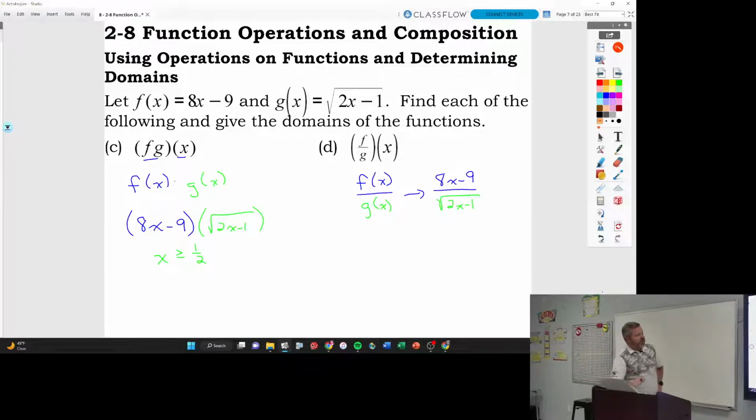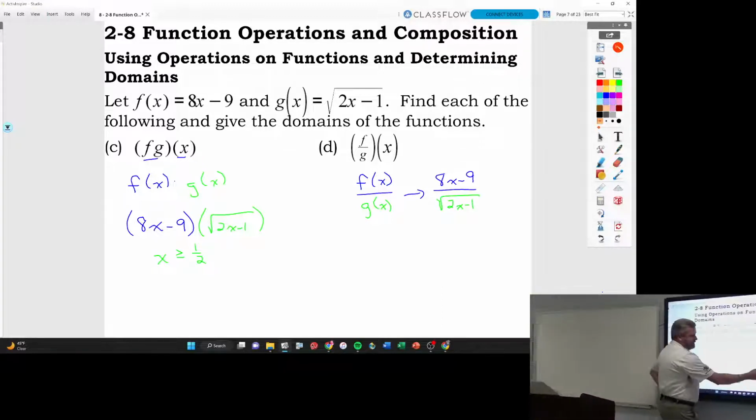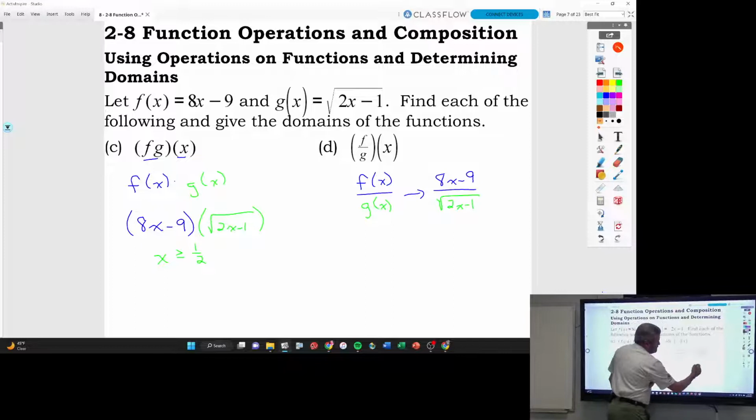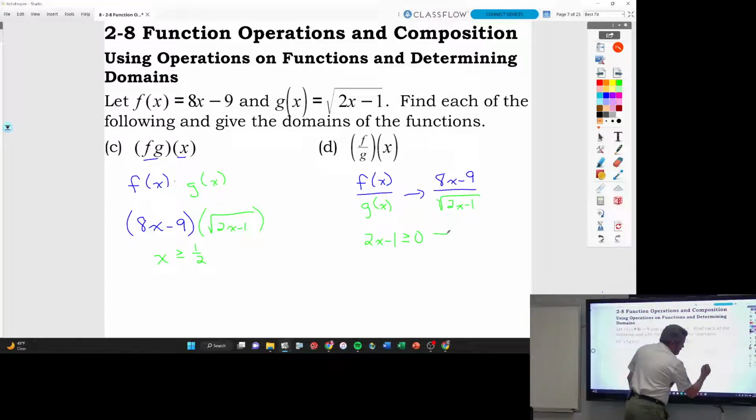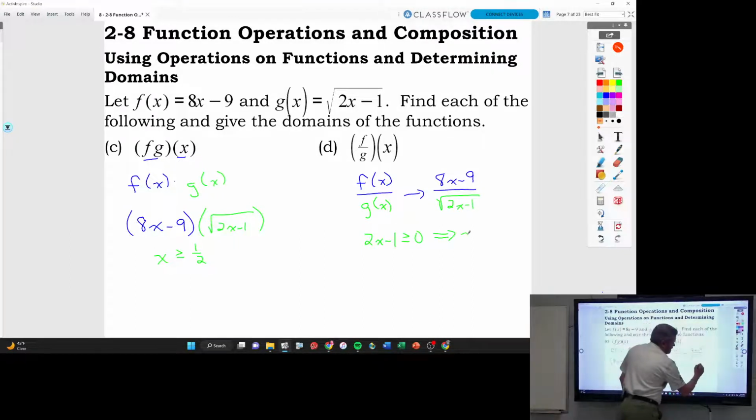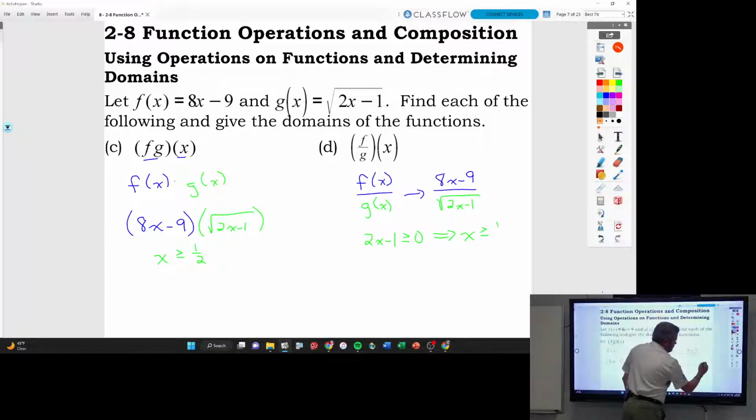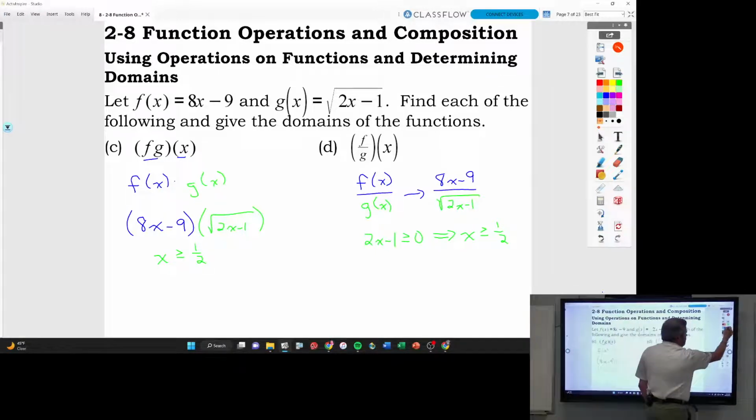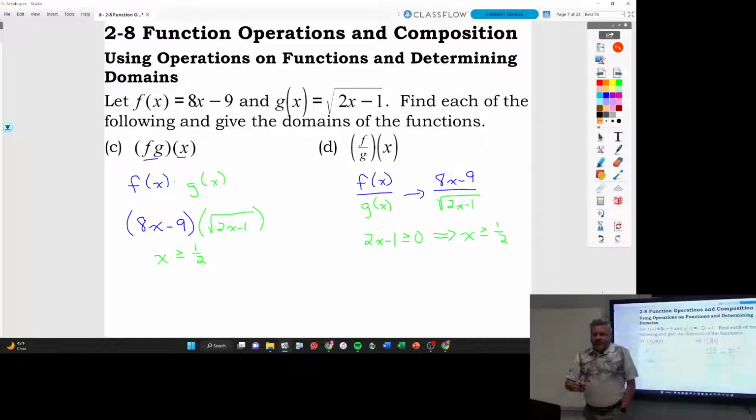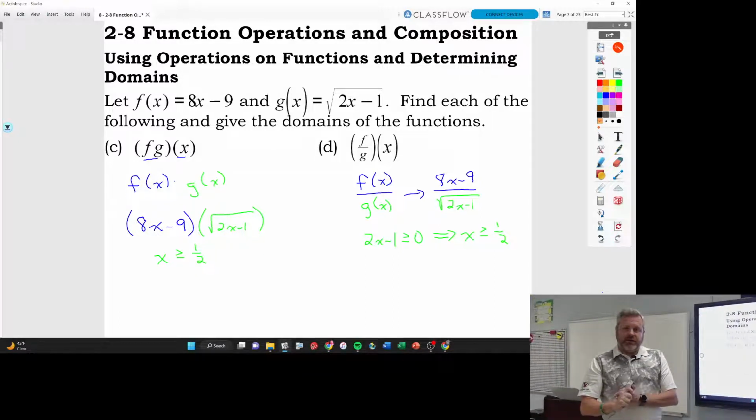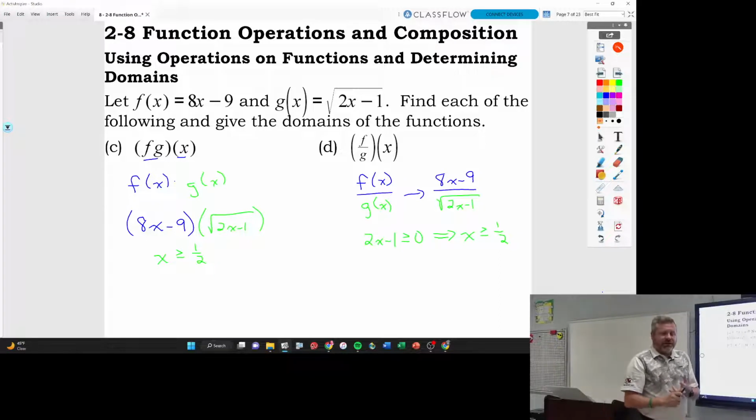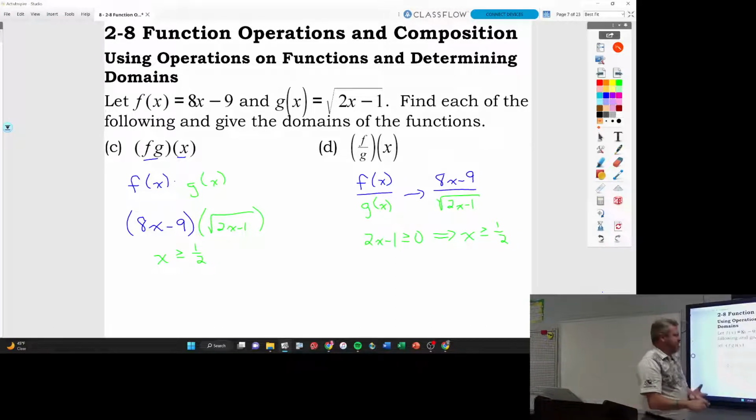But if we want to talk about the domain of this one, we have two situations. Situation number one is we can't take the square root of a negative number. So we know that 2x minus 1 must be greater than or equal to 0. And we've done this several times already. So we know that that simply means that x has to be greater than or equal to 1/2. But we also have another situation here. So not only can you not take the square root of a negative number, you also cannot divide by 0.